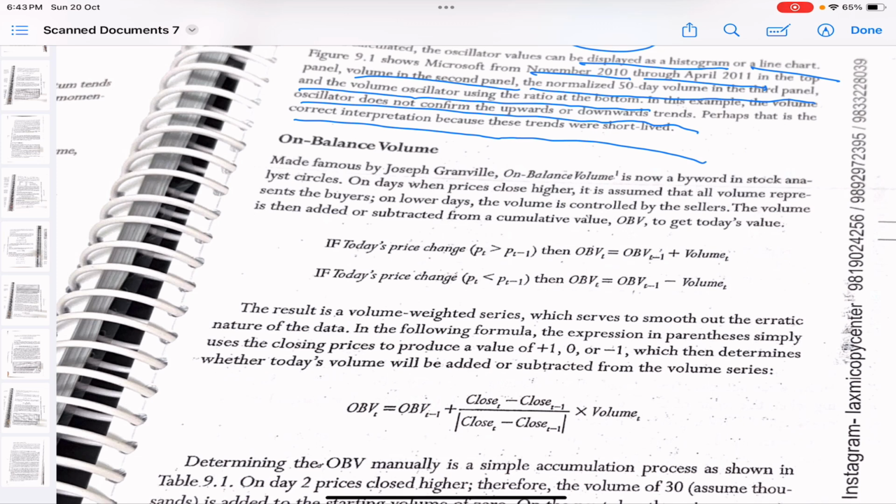OBV is now a byword in stock analyst circles. On days when the price closes higher, it is assumed that all volume represents the buyers. On lower days, the volume is controlled by the sellers. So looking at the chart, you can analyze what the volume is showing. Is the volume talking about higher buying, or is the volume talking about higher selling? Now that is again given according to the closing. You are going to see the closing price.